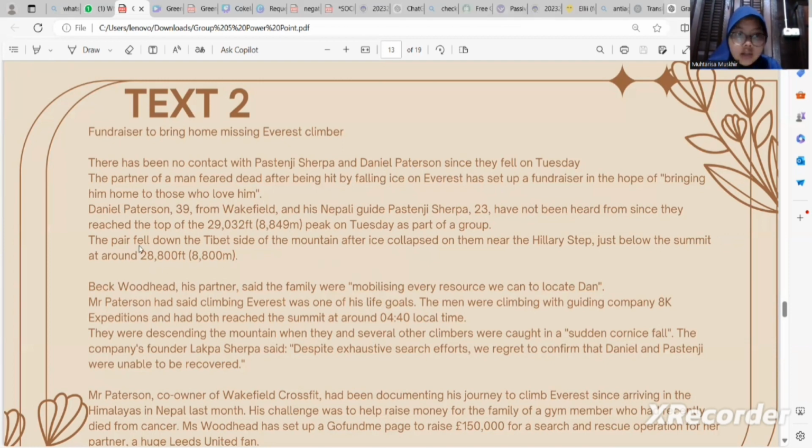But this one, they fell down on ice collapse near Haley Steps. So this said ice collapse, and then it says where it collapsed. It is near Haley Steps. So they are missing because they fell down on the Tibet side of the mountain after ice collapsed near Haley Steps. Okay.